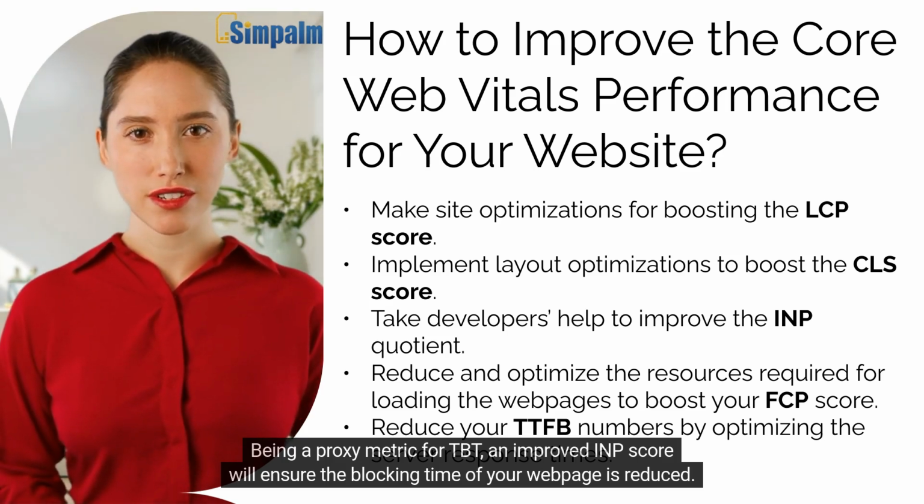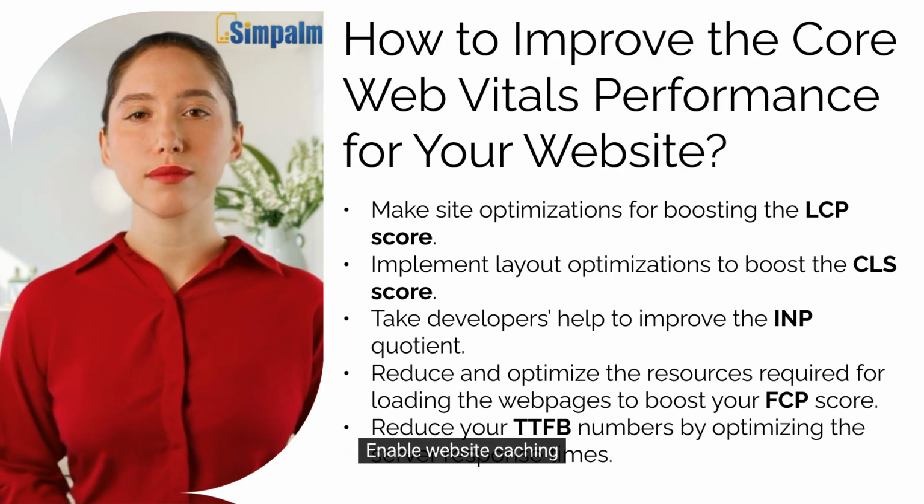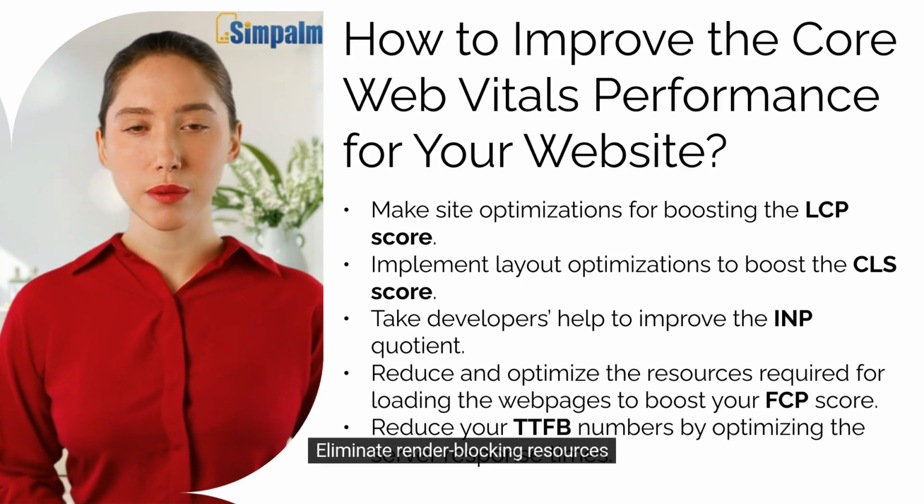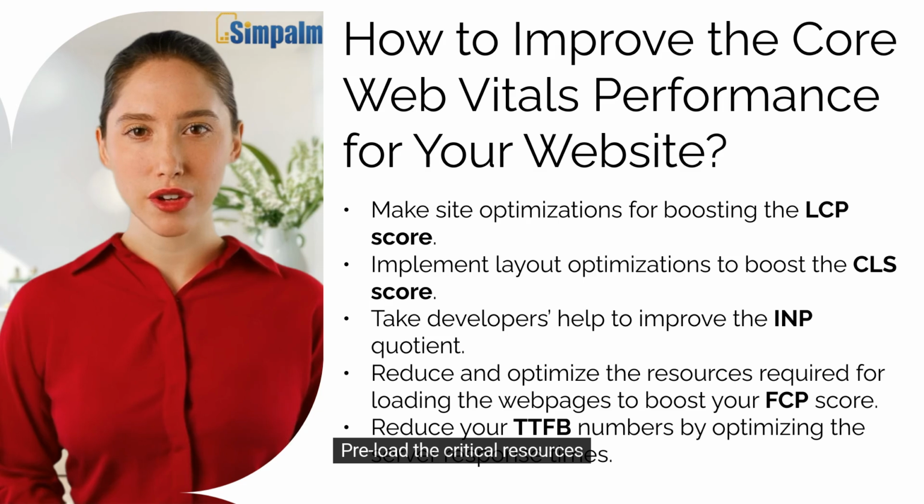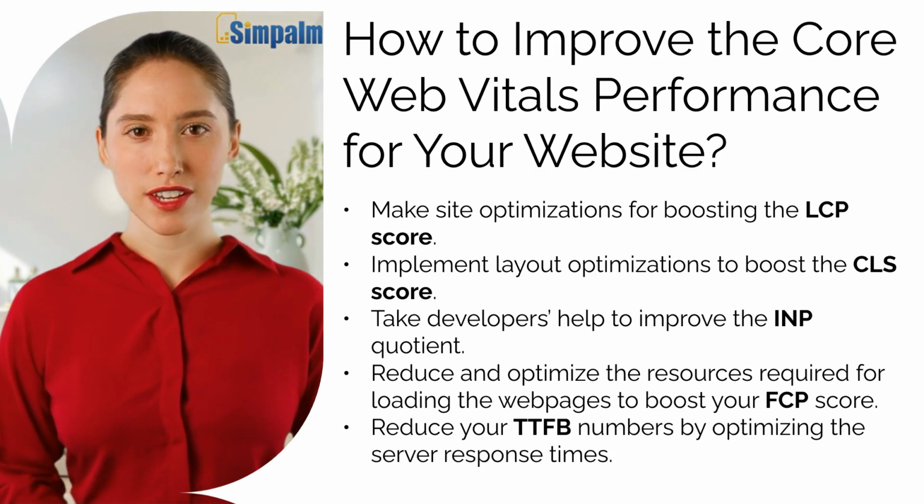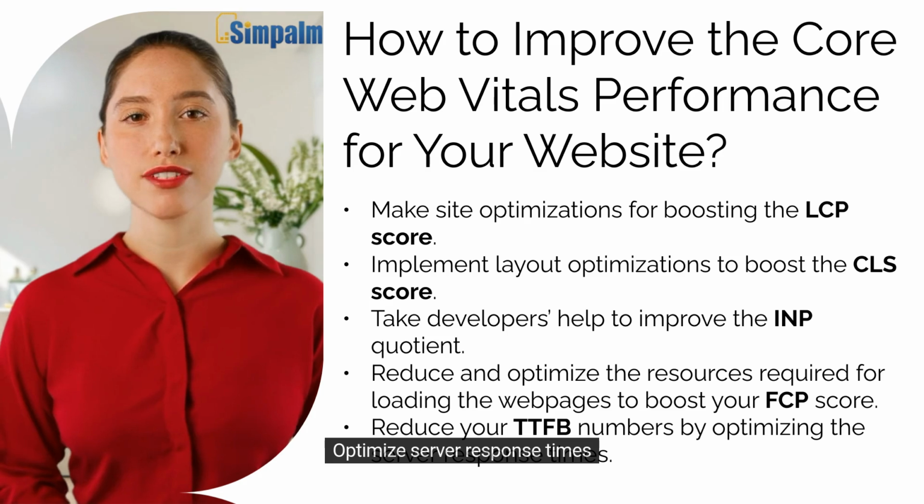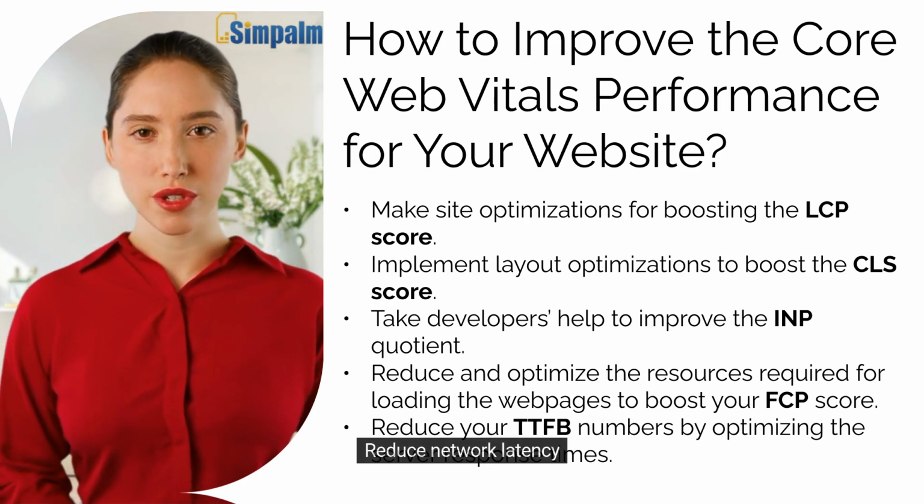Now, for your FCP score optimization, you must enable website caching, eliminate render blocking resources, preload the critical resources, avoid lazy loading the images above the page fold. Finally, for your TTFB score, you are advised to optimize server response times, use browser caching and CDNs, reduce network latency.